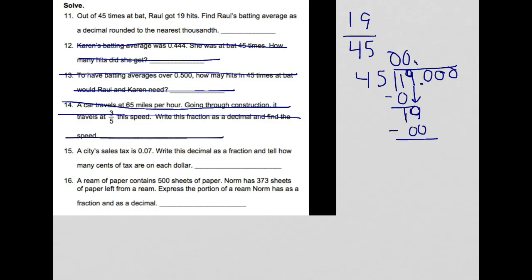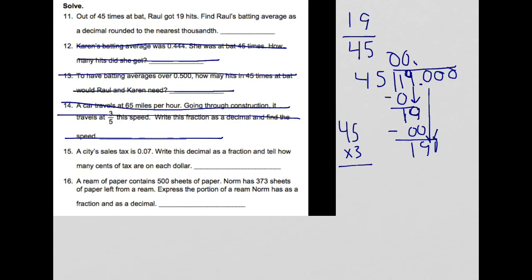times 0 is 0. 19 minus 0 is 19. 45 goes into 190. I think it's 3 times, so I'll do 45 times 3. 3 times 5 is 15, and 3 times 4 is 12 plus 1, 13. 135.